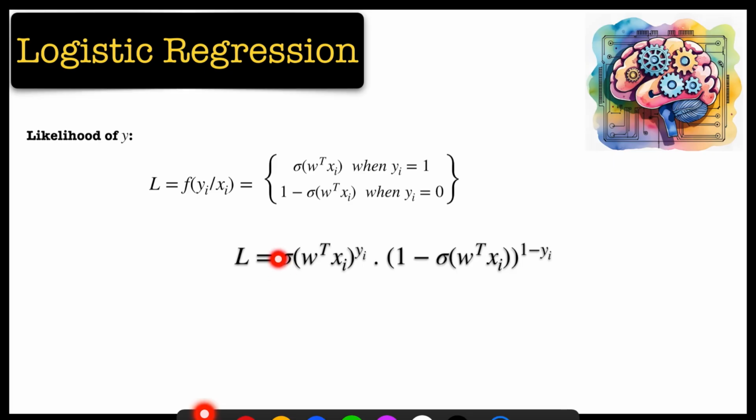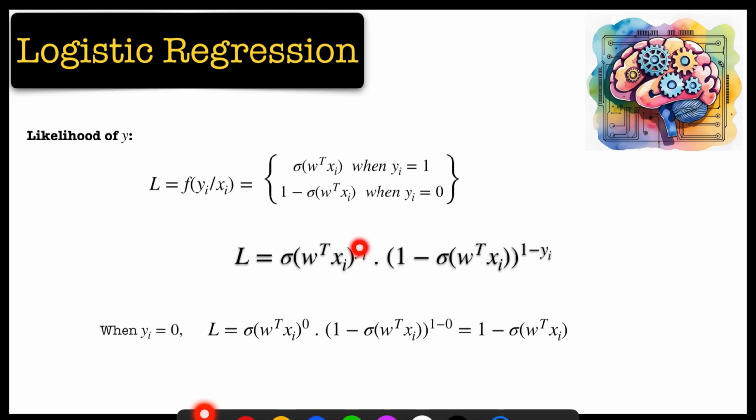So the likelihood will be sigmoid of W transpose xi raised to the power yi times 1 minus sigmoid of W transpose xi raised to the power 1 minus yi. And let's see now again why this works. When yi is 0, then what is this likelihood? This one will be 0 and this one will be 1 minus 0, that is 1. So sigmoid of W transpose xi raised to the power 0 times 1 minus sigmoid of W transpose xi raised to the power 1 minus 0, that is 1. So only this part remains: 1 minus sigmoid of W transpose xi.